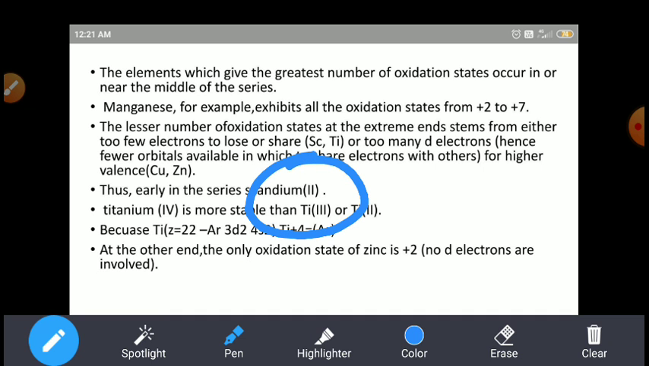The scandium +2 oxidation state is virtually unknown. I will check and tell you about this one. I am a little bit confused here.